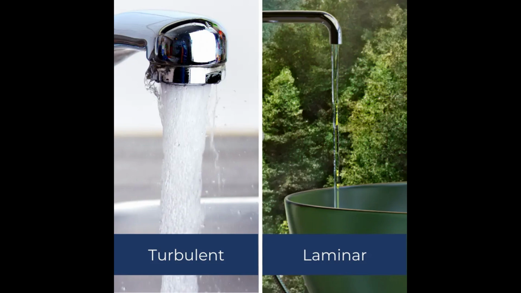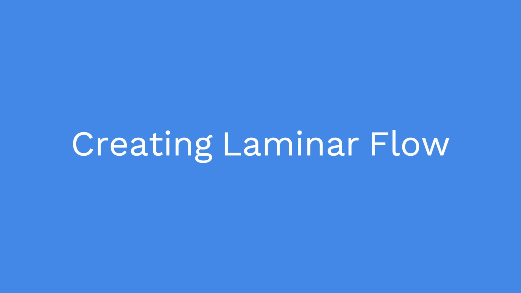An easier way to understand this is by looking at these pictures. To the left, you can see turbulent flow, which is crazy and fluctuating. To the right, you can see laminar flow, smooth and solid looking. Let's now go on and look at how you yourself can create laminar flow with the balloon.